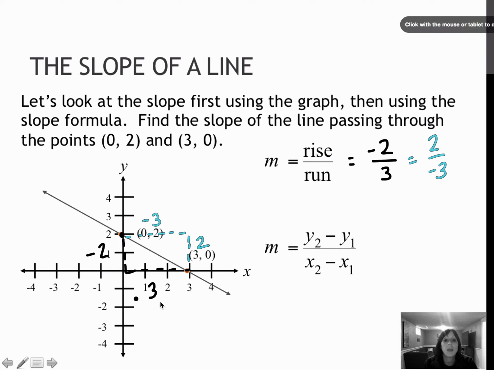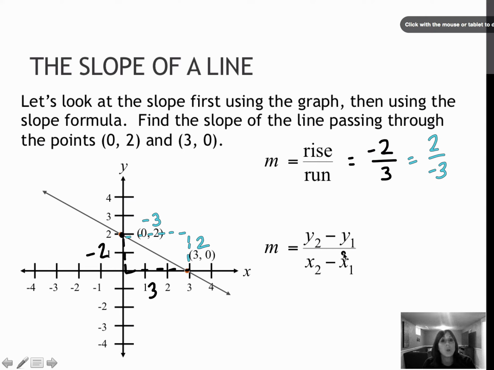Now, this way is a little cumbersome because we have to count, and counting isn't always easy. If it's not already graphed for us, we would actually have to graph it first and then count, and that's too much work. So we're going to use the slope formula, which is essentially finding the difference in the y values over the difference in the x values.